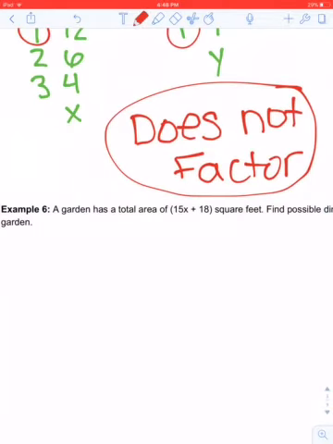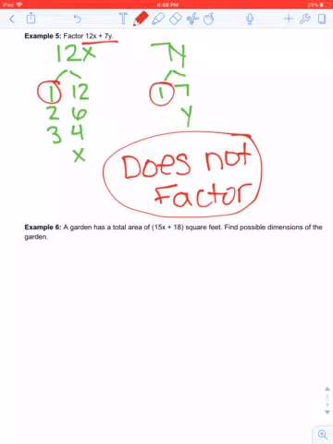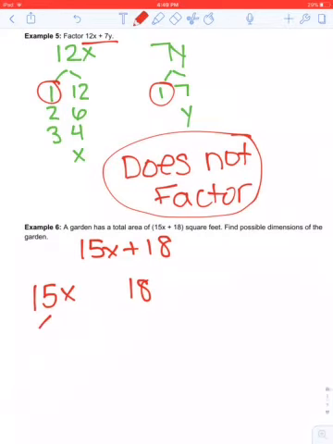So if we take a look at example 6, it says a garden has a total area of 15x plus 18 square feet. Find the possible dimensions of the garden. So we're starting with 15x plus 18. If we want to find the dimensions, we want to factor, because we're looking for what times what gets me 15x plus 18. So I can write my 15x on one side and my 18 on the other, and I can start factoring.